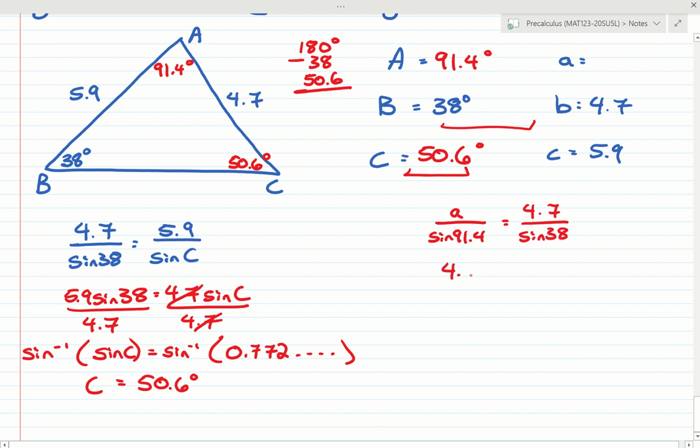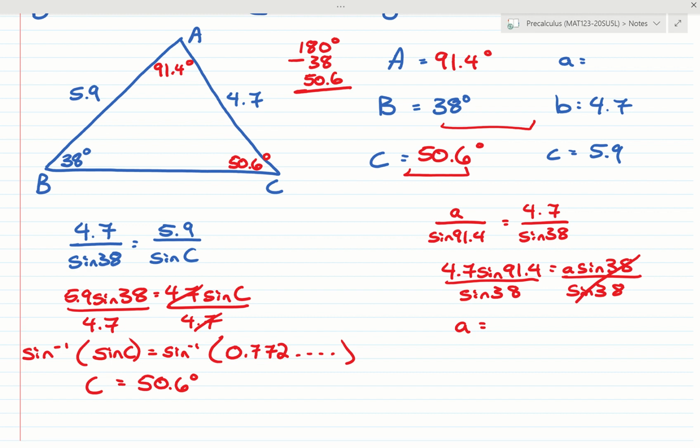Cross multiplying, we get 4.7 times the sine of 91.4 is equal to A times the sine of 38. We'll divide both sides by the sine of 38. And we get side A is equal to 4.7 times the sine of 91.4 divided by the sine of 38. Comes out to 7.6. So we have our first triangle. Now let's talk about our second triangle.